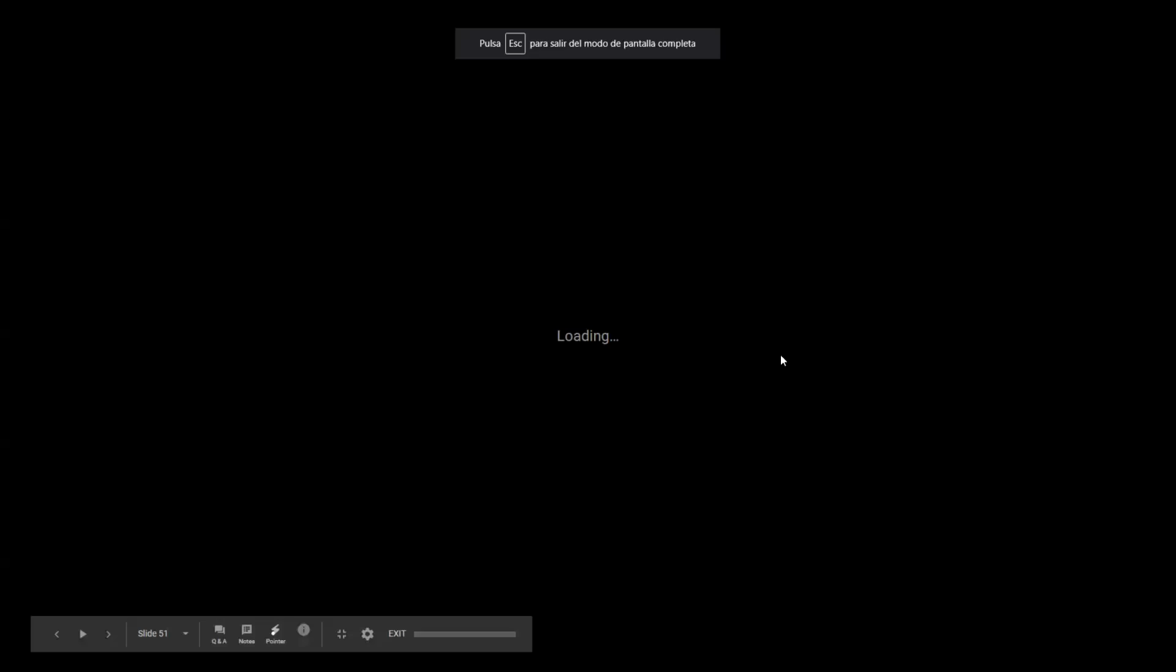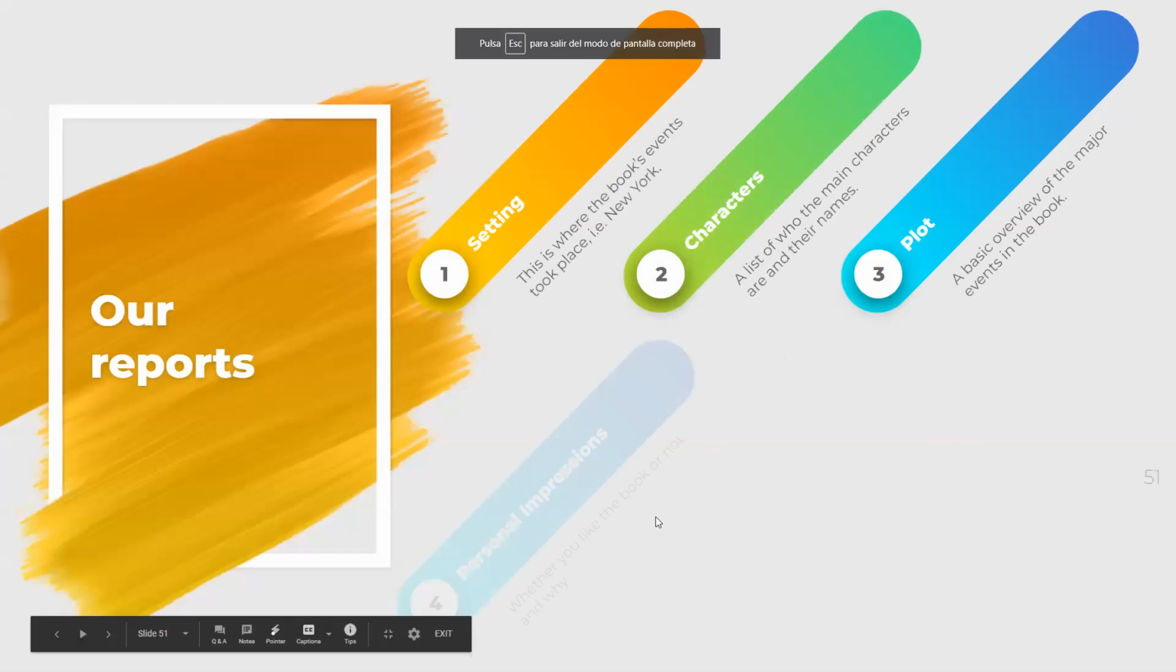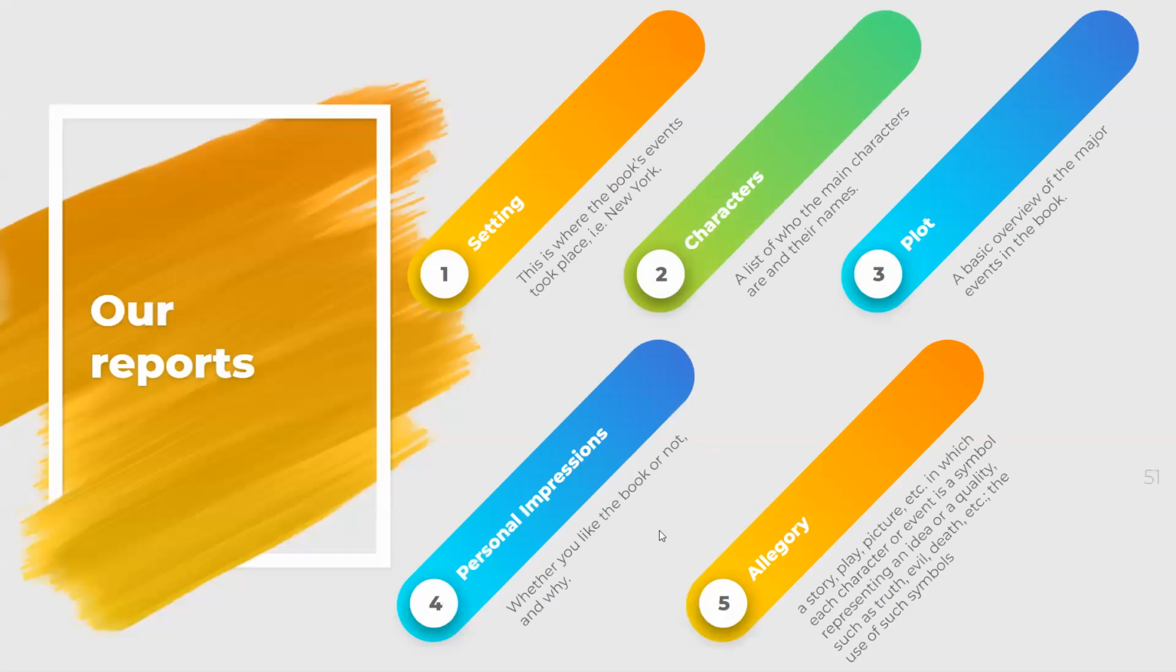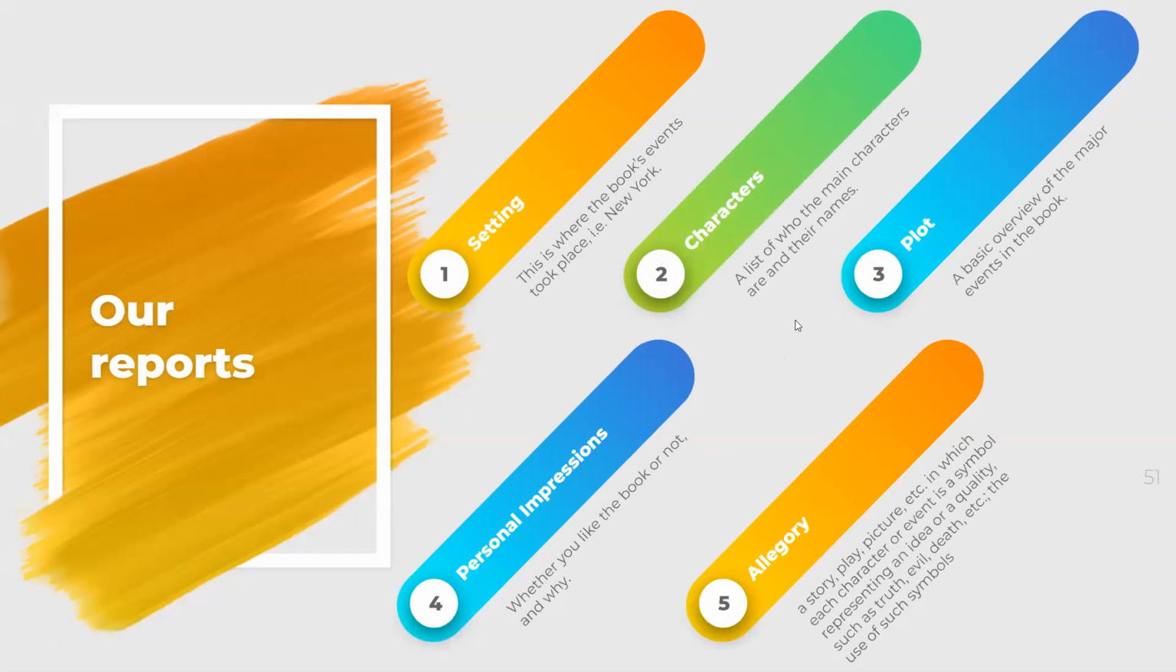Okay, guys, so we said basically that the elements that we would always have a look at in our reports were these 5 elements, right? The setting, the characters, the plot, personal impressions, and an allegory. And I also said that the element that I found even more interesting was the allegory.